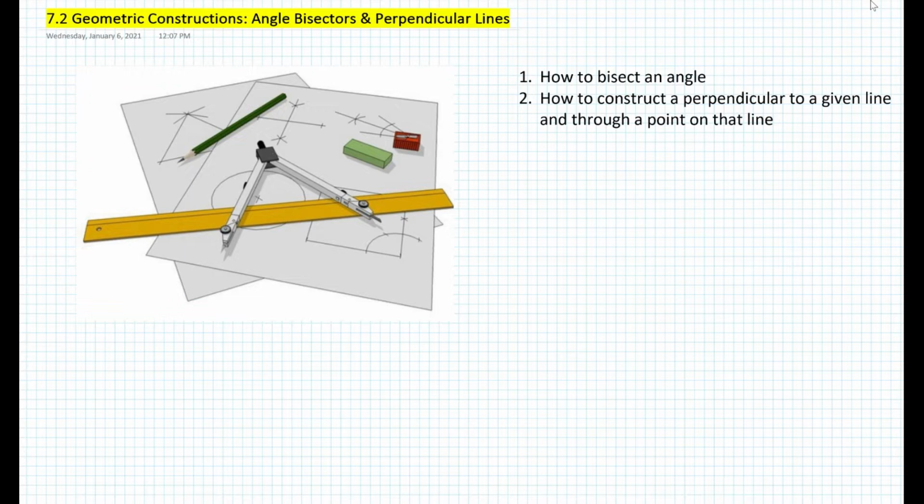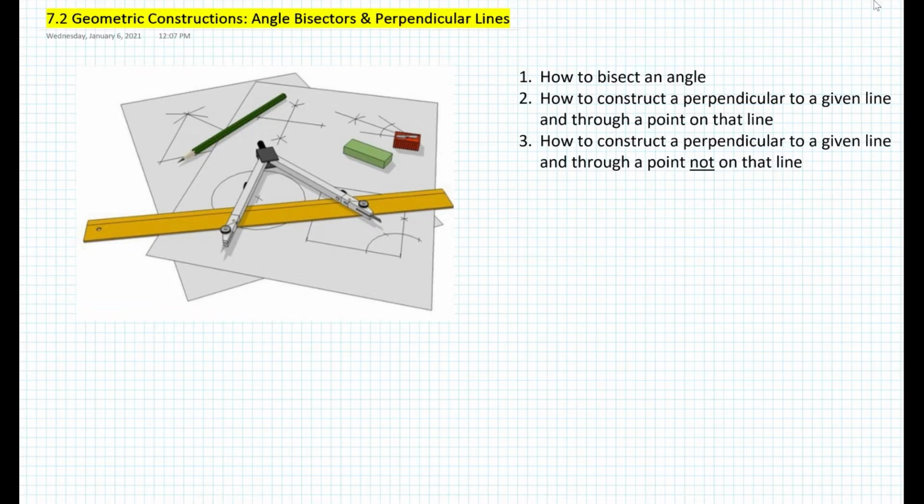is how to construct a perpendicular to a given line and through a point on that line. The third construction that we will be learning today is how to construct a perpendicular to a given line and through a point not on that line. And finally, our fourth construction will be how to construct a perpendicular bisector of a given segment.